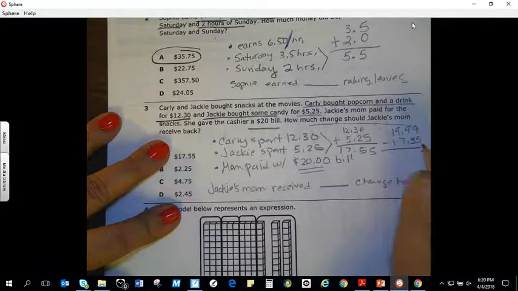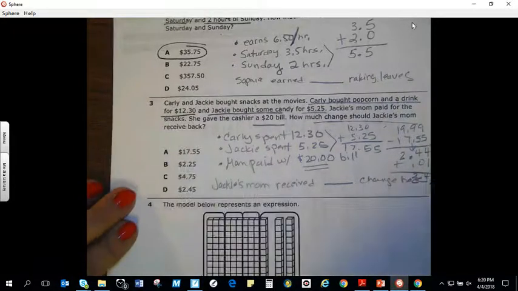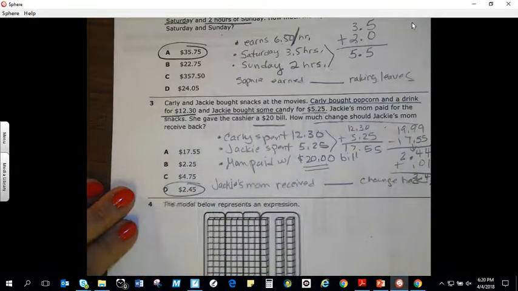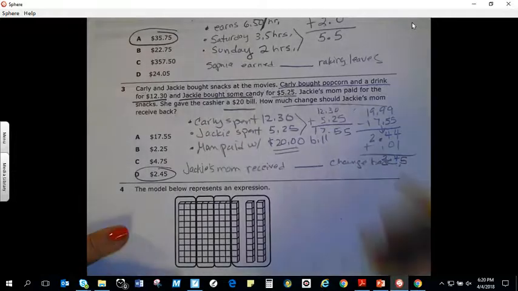$17.55. 9 minus 5 is 4, 9 minus 5 is 4, my decimal comes straight down, 9 minus 7 is 2, and I got to add my penny back in to make it my $20. That's 5, that's 4, so it's $2.45 is the change that she got back. Okay, so these are the problems you're going to see on the STAAR next Tuesday.